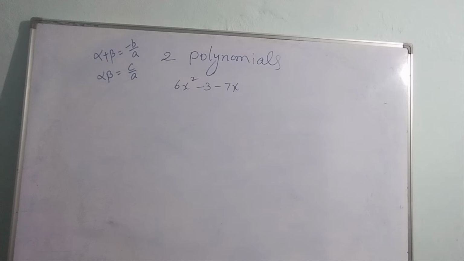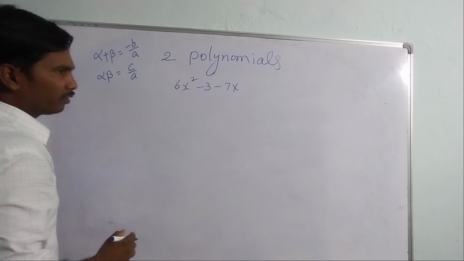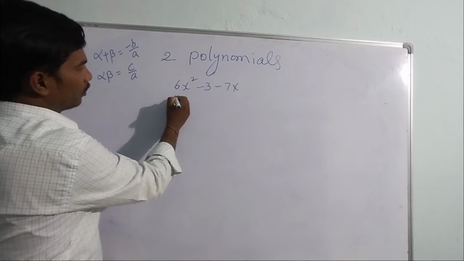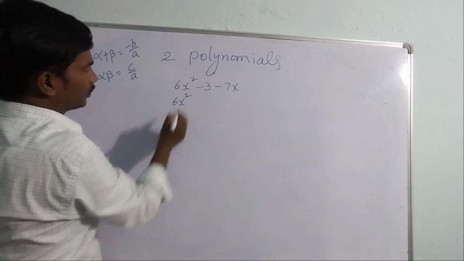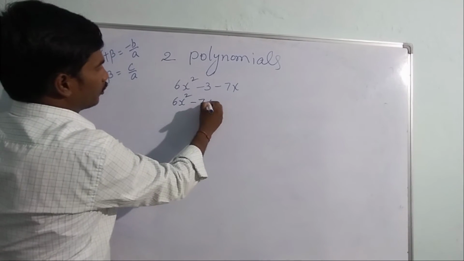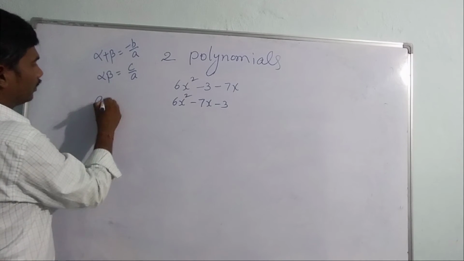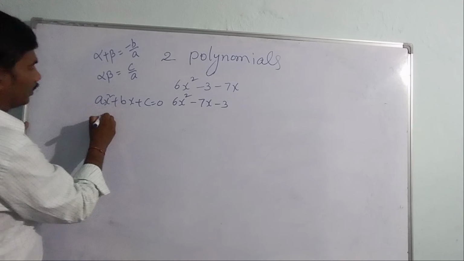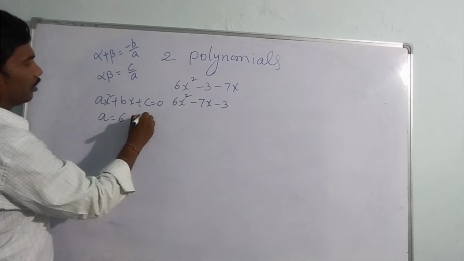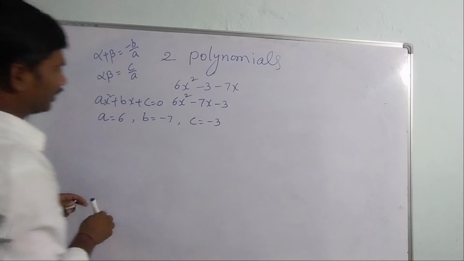Next problem is 6x square minus 3 minus 7x. So is it in the standard form of a quadratic equation? No. So convert it into standard form of the quadratic equation. First x square coefficient, next x coefficient, minus 3. Now compare this one with ax square plus bx plus c is equal to 0. Here a is equal to 6, b is equal to minus 7 and c is equal to minus 3.